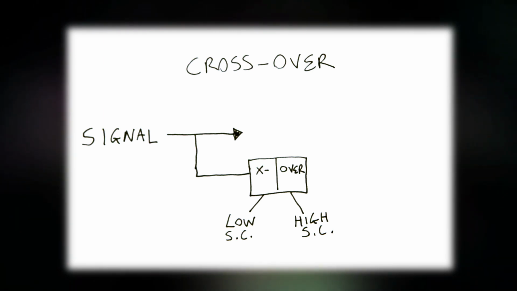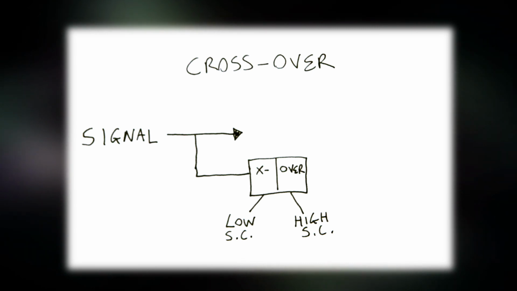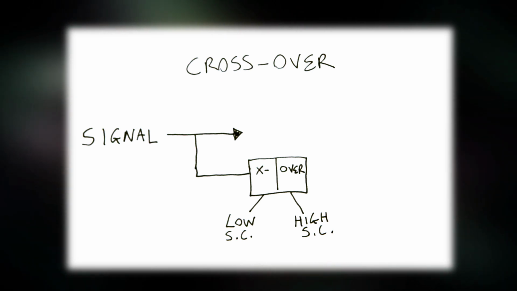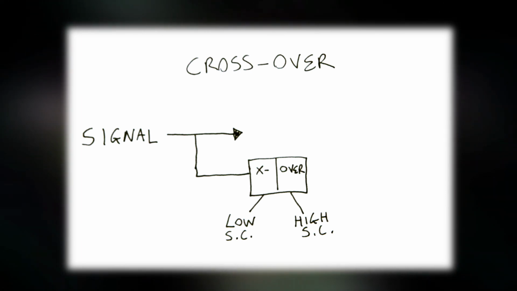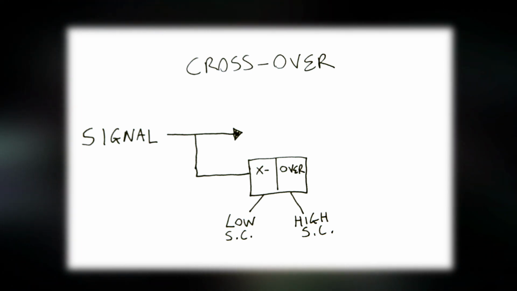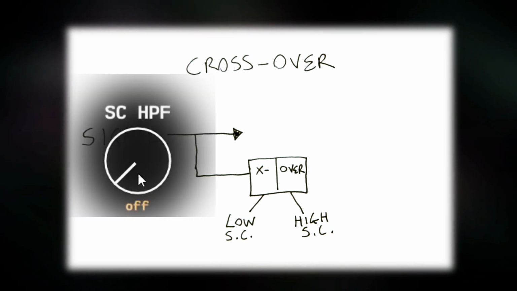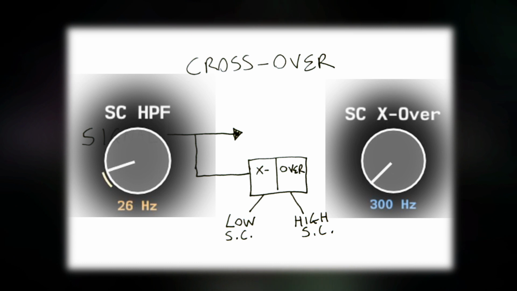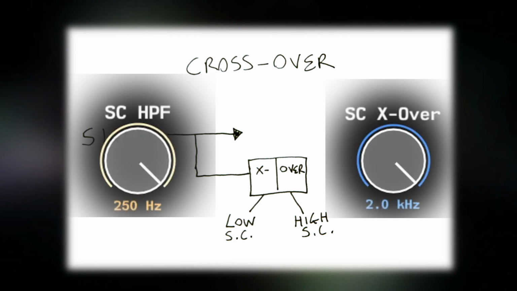The input signal is tapped to the sidechain and then split with a crossover, with the lower portion going to the low band detector and VCA, and the higher portion going to the high band detector and VCA. And the controls let us set a high pass filter for the low band sidechain, and the crossover frequency can be accessed from the control on the high band.